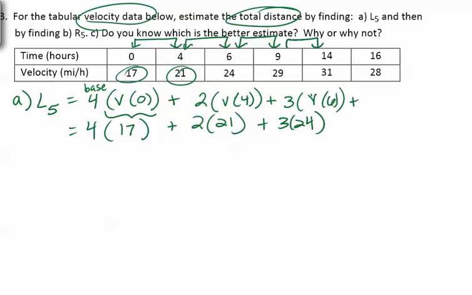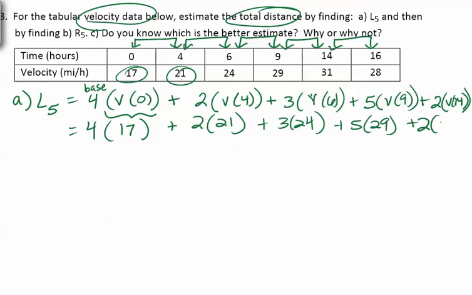And then our next rectangle goes from 9 to 14, so the delta x is 5, and we're going to take v of 9 as the height. And our last rectangle from 14 to 16 has a delta x of 2, and we're going to take the velocity on the left-hand side, which would be the velocity at 14. And the velocity at 14 is 31. So you can grab your calculator, no need to do that arithmetic by hand. And you can verify whether I've punched that in my calculator correctly. I came up with 389.